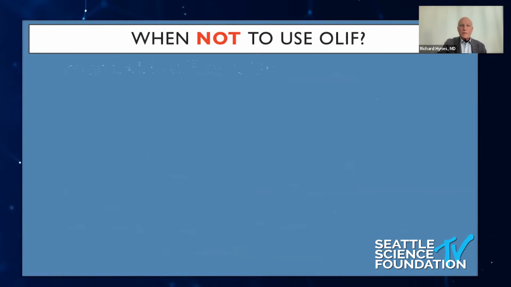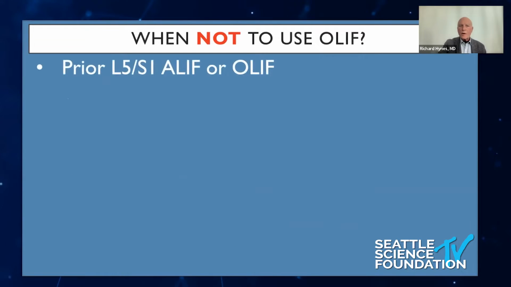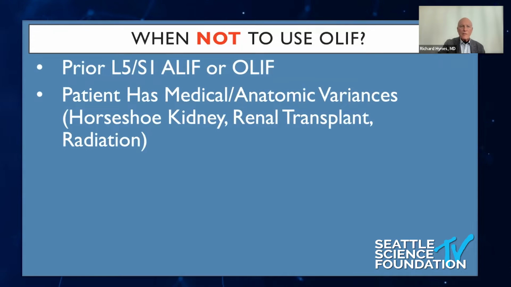But when do you not use OLIF? If you've got a prior L5-S1 ALIF or OLIF, the iliac vessels are scarred down. If you're going to do that, I would recommend preoperative stenting, because if you bleed and they're stuck down, you're going to have a significant problem trying to correct that. I don't think you should do that unless you have a lot of experience with it and you have access to a vascular surgeon. We have done some intraoperative stenting, but you have to have the experience to do that. So stay away from that.